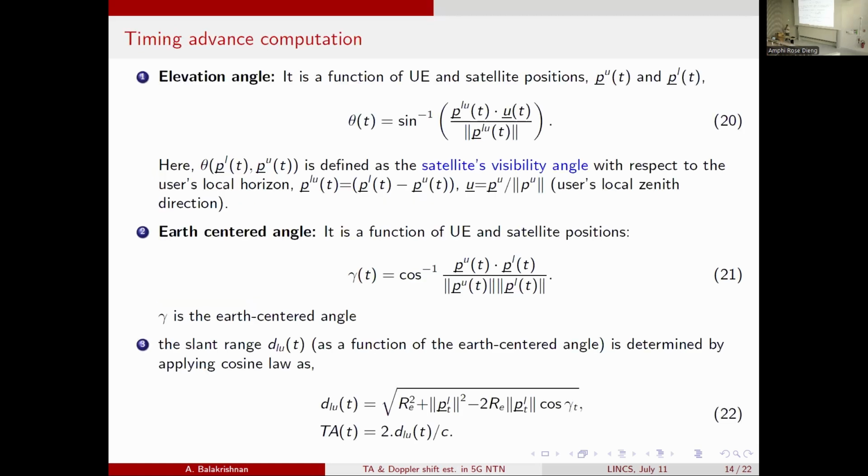Now, what are these estimates or measurements which we are taking? We want to track the acceleration, position, and velocity of the satellite, which are your states. And the measurement is the elevation angle, the Earth-centered angle, and the slant range. Through these, we compute the timing advance value. The elevation angle is observed to be a function of the satellite position and the UE position. These can also be seen geometrically.